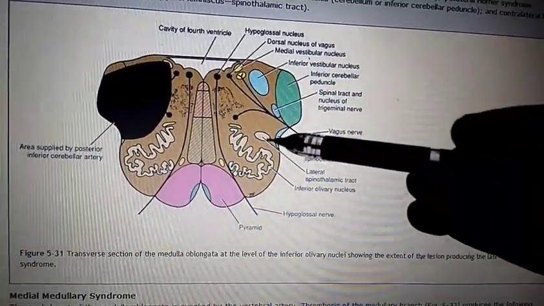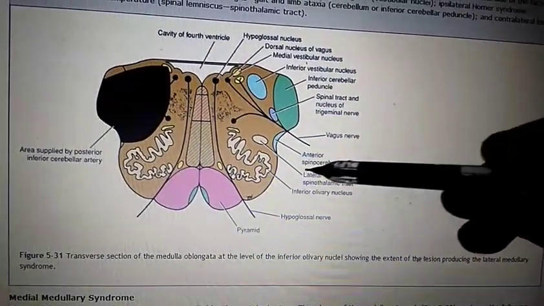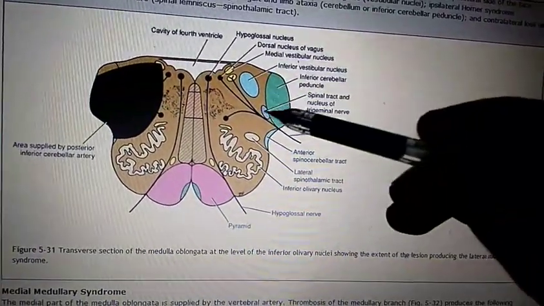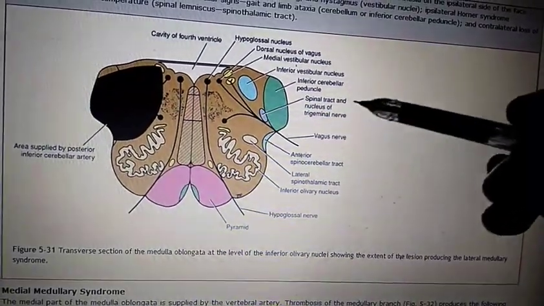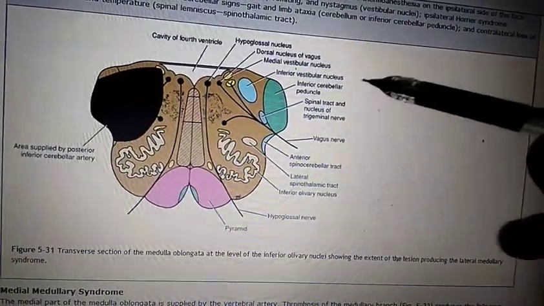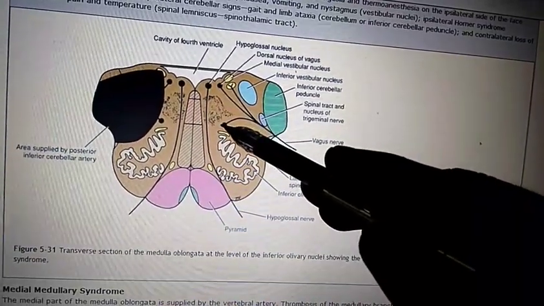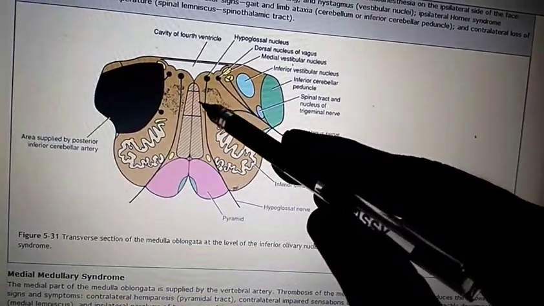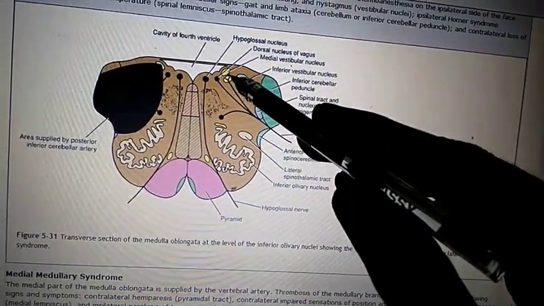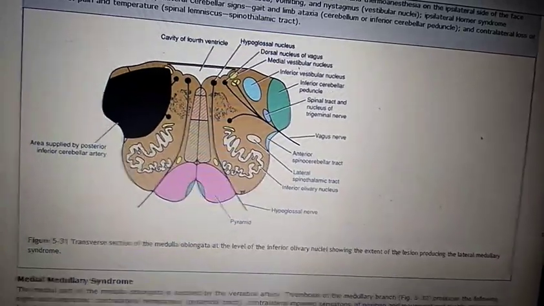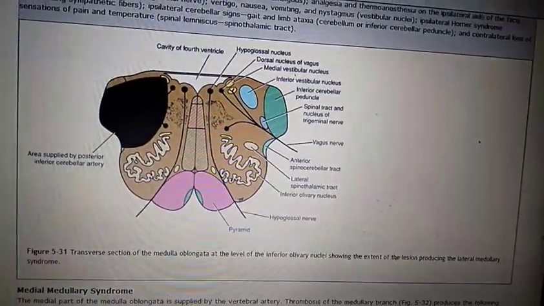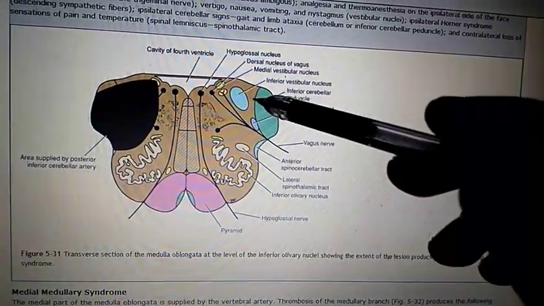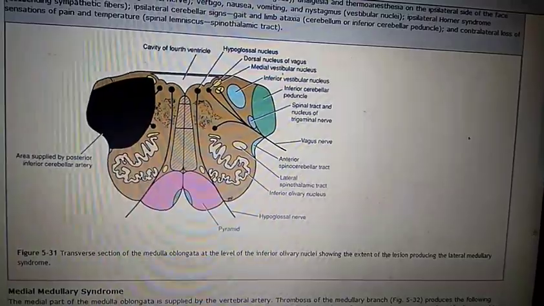One of those structures is lateral spinothalamic tract. The second one is spinal nucleus and tract of trigeminal nerve. The third one is nucleus ambiguus. The fourth one is reticular formation, and the fifth one is vestibular nuclei. So effects of lateral medullary syndrome will be due to the damage of these structures. So we will see those effects one by one.